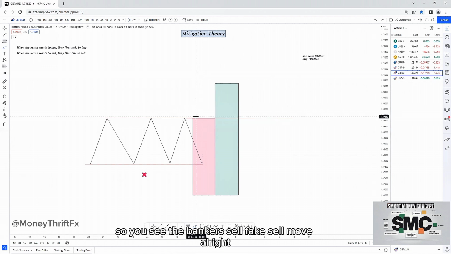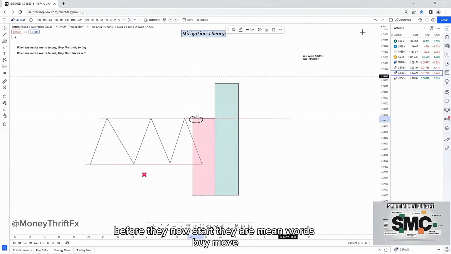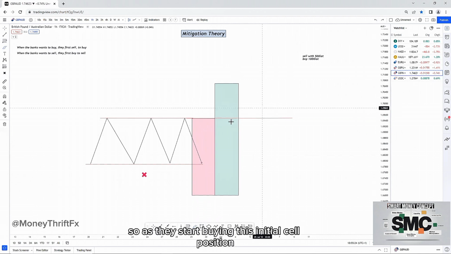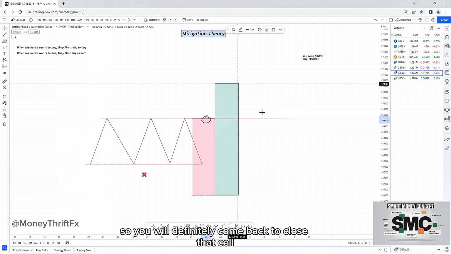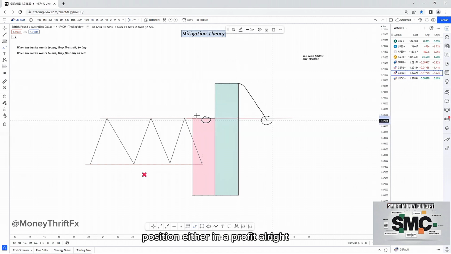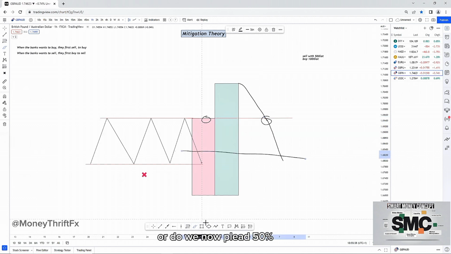So you see the bankers sell, fake a sell move, before they start their main buy move. As they start buying, their initial sell position, which they entered from here, will be in a loss. So they will definitely come back to close that sell position either in a profit, or at break even, or they will play 50%.